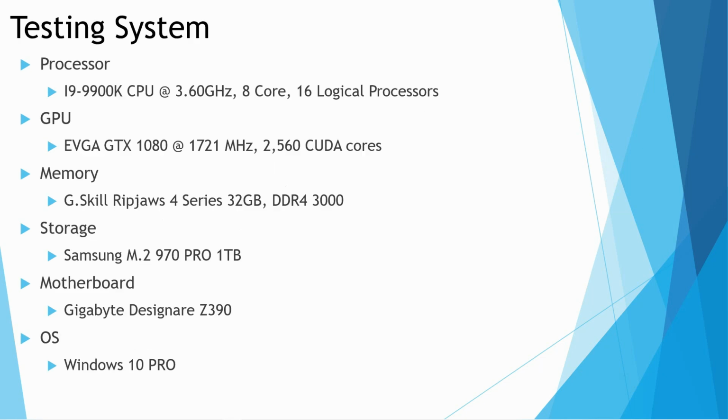The system that we did most of our testing on had an i9-9900K CPU at 3.6 GHz, 8 cores, 16 logical processors. GPU, a GTX 1080, 1721 MHz, 2560 CUDA cores. Our RAM, G.Skill Ripjaws 4 series, 32 GB, DDR4 3000. A Samsung M.2 970 Pro, 1 TB, was used for storage. Motherboard, Gigabyte Z390 Designare, and OS was Windows 10 Pro.